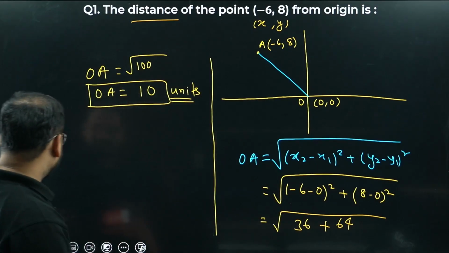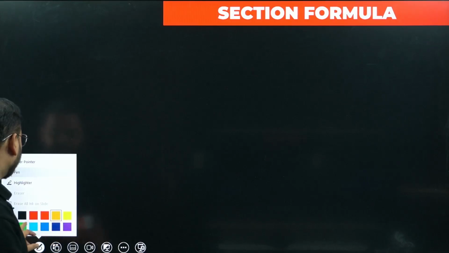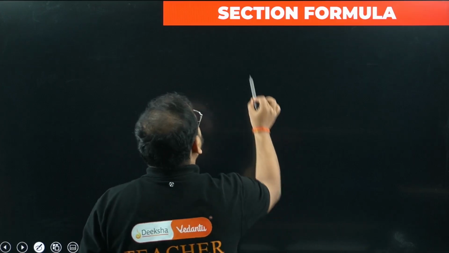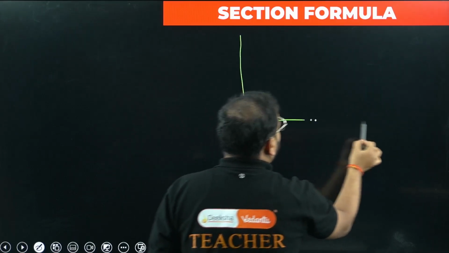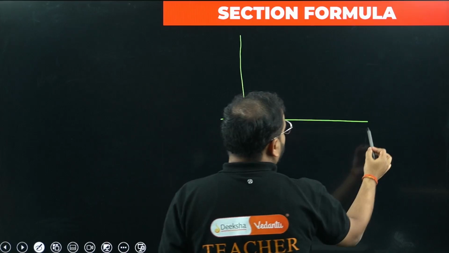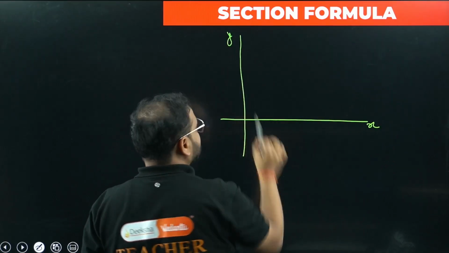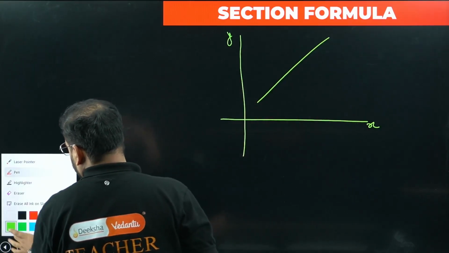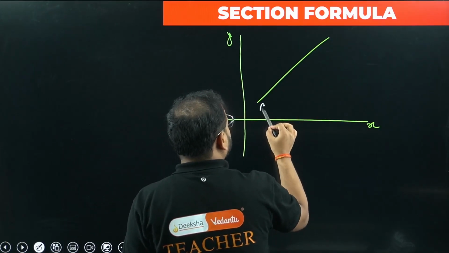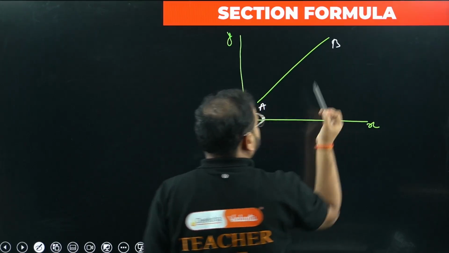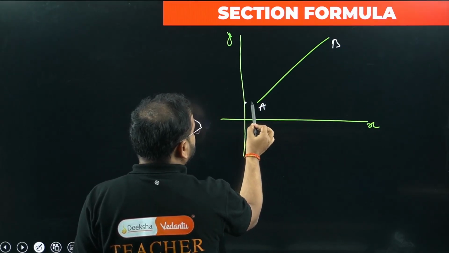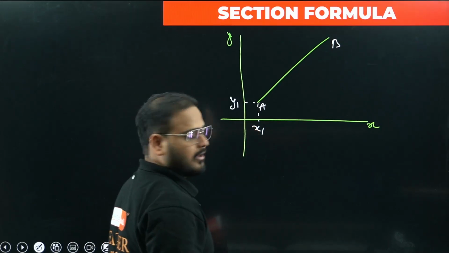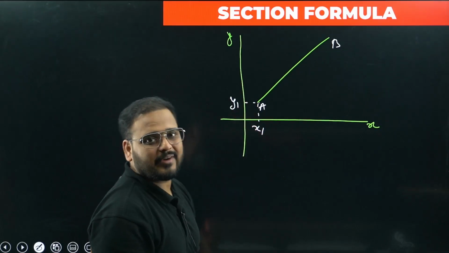चलिए आगे बढ़ते हैं. Next concept which is coming for us is going to be the section formula. How do we deal with it? First we'll take a coordinate plane like this. X here, Y here. Let's take a line also like this. I'll take the point to be point A here and point B here. This is X1, and this is Y1. X1 across the x-axis, Y1 across the y-axis.